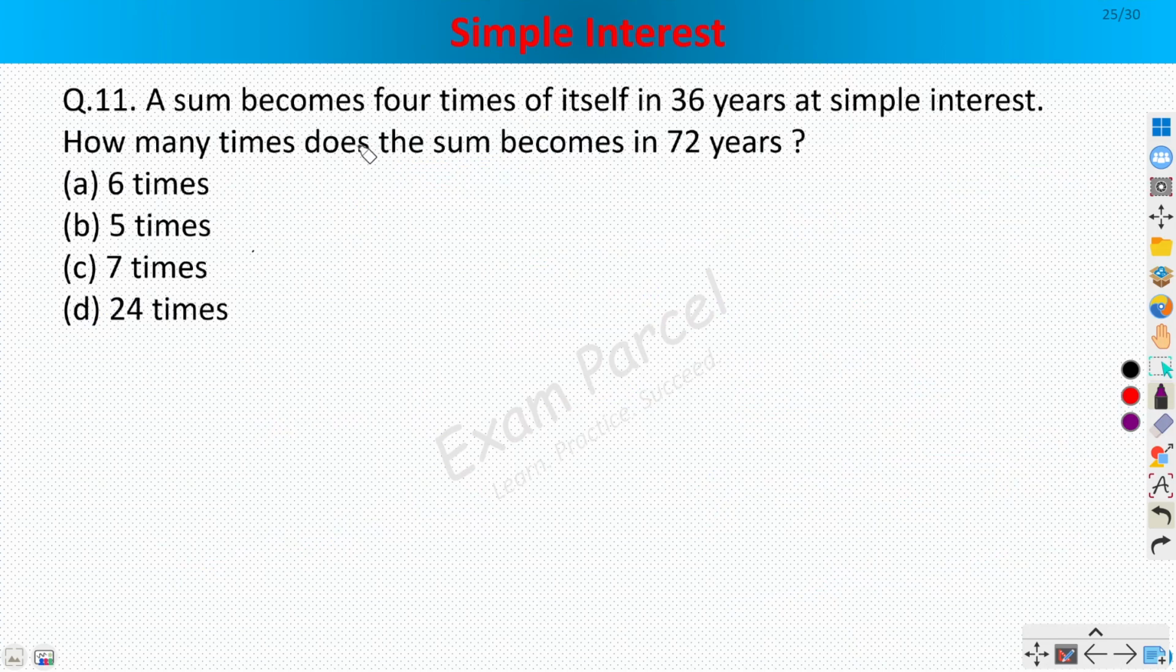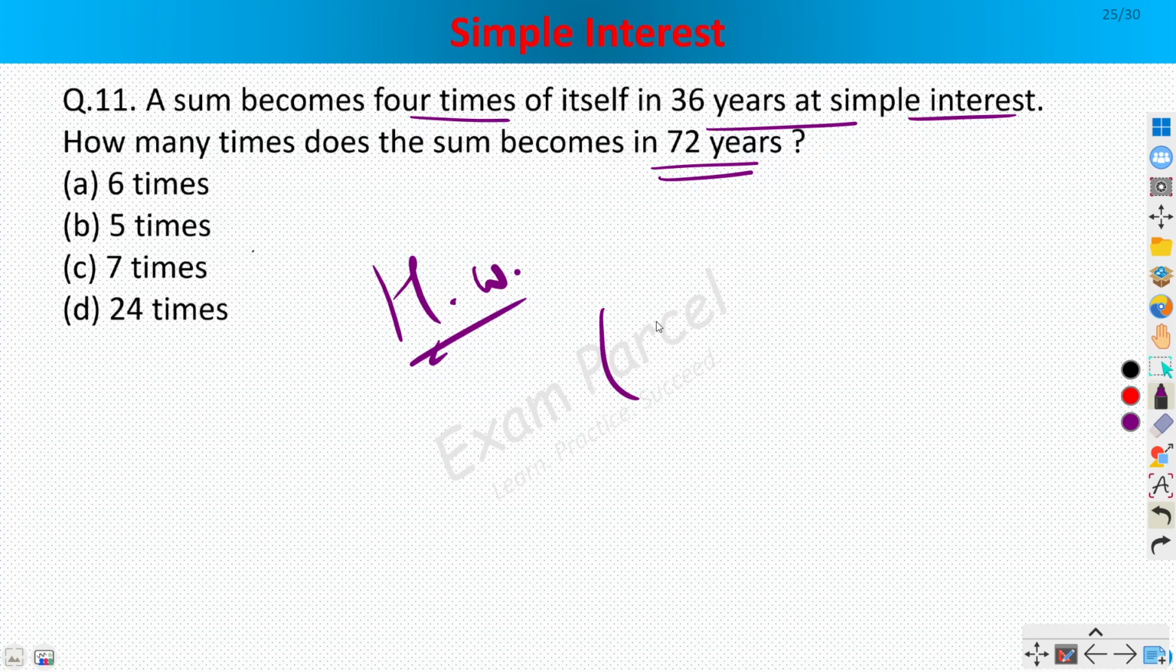Okay, guys. Again, a similar type of question. A sum becomes 4 times of itself in 36 years at simple interest. How many times does the sum become in 72 years? Let's put this as homework. Please solve this with the same approach that I've used in the last 2 questions and put your answer in the comment section. This would be one of the easiest questions.